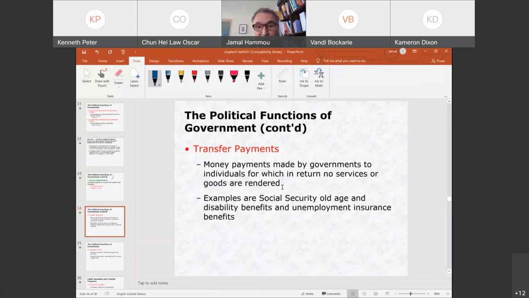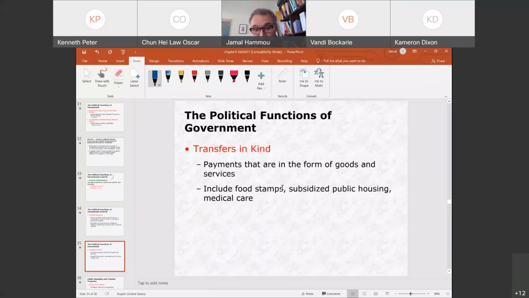Transfer in kind is payment in the form of goods and services. Food stamps, for example: you cannot use the money you get for food stamps to buy something else. You buy food with it. Subsidized housing, for example: you only use the money to pay for housing. It's specific. And Medicare. That's transfers in kind.